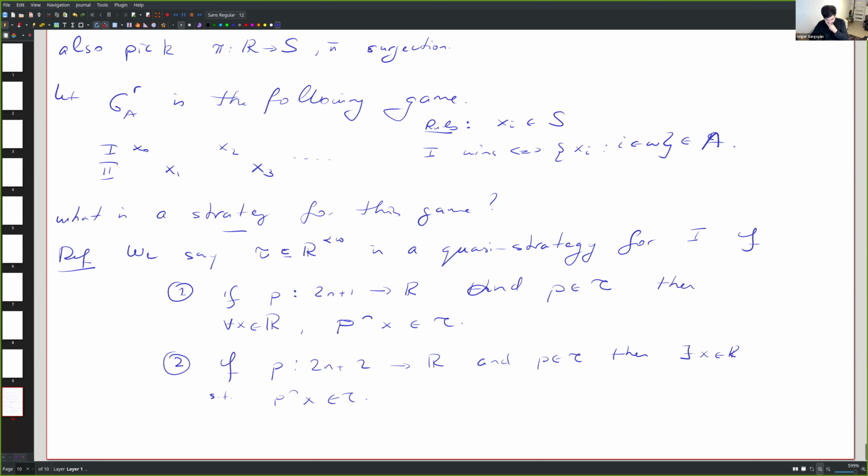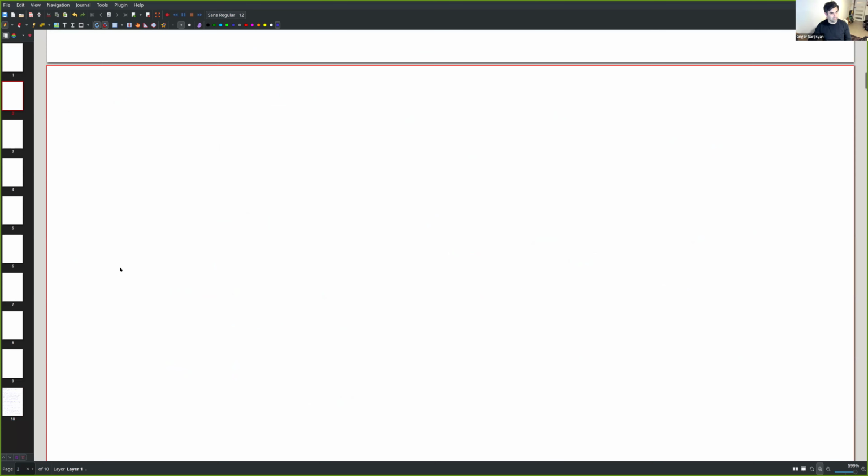Why is this any good? Well, we could now map this by pi. We had the surjection from reals onto S. So you have some strategy on reals, but now you can look at the values that pi gives you. Then you ask if that belongs to A, right? And that motivates the next definition.